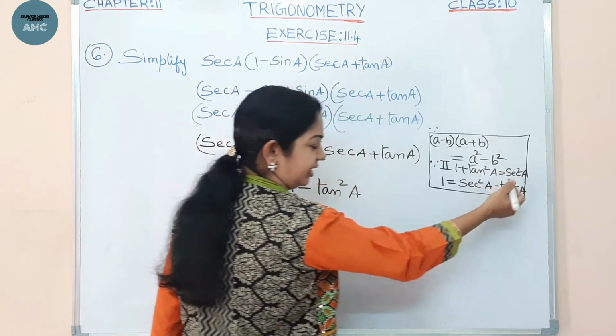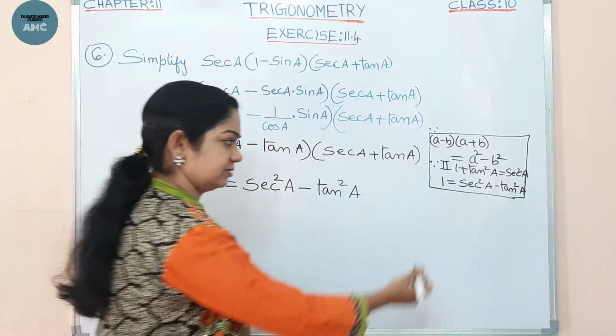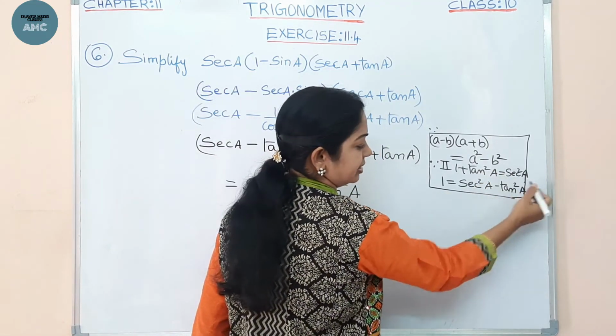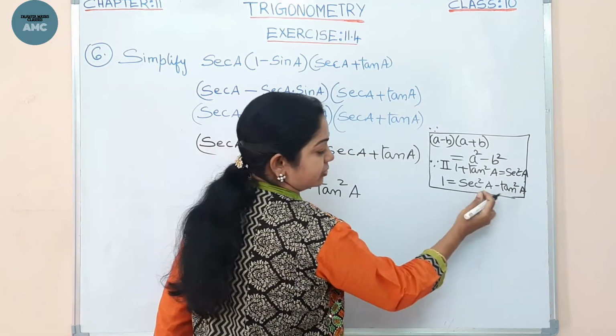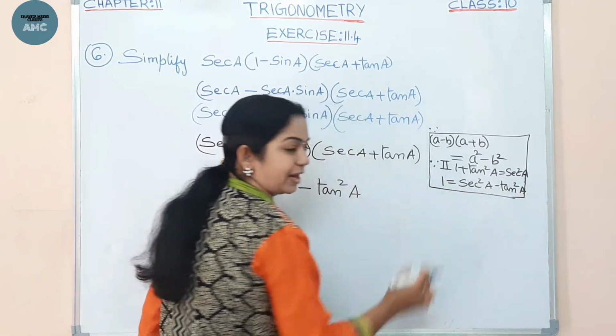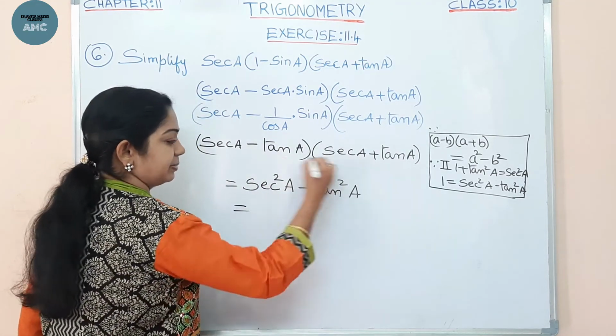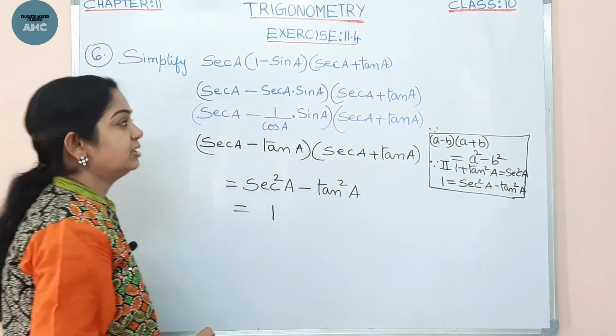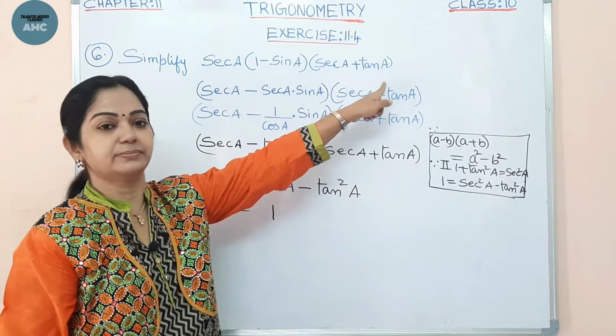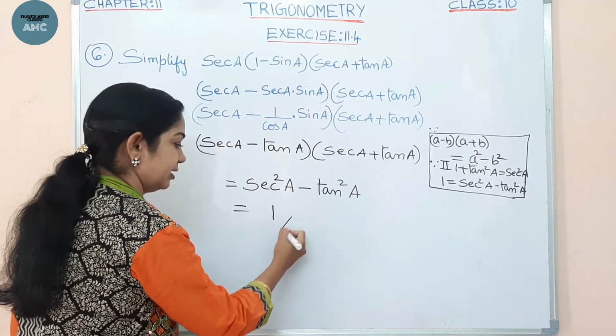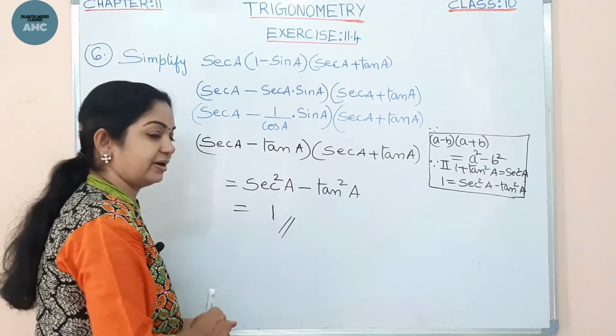You can write A or theta, anything, for the angle. Now secant square A minus tan square A is 1, isn't it? So that we will write. So clearly this complete thing becomes 1. We have simplified the complete thing into 1. Hence this is the simplified version.